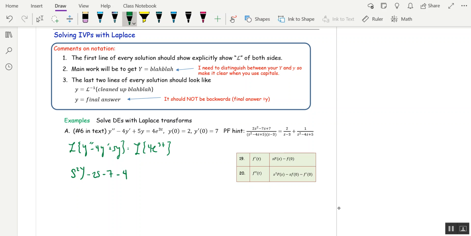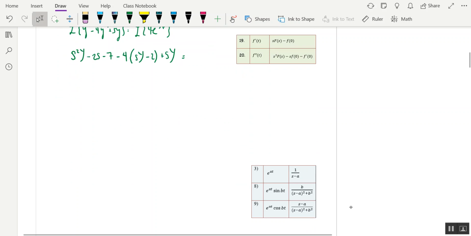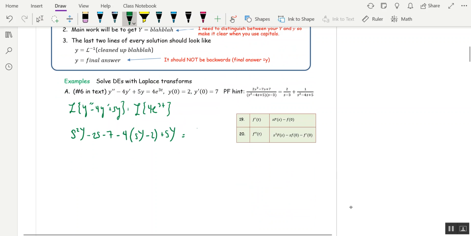minus 4, use parentheses so you don't forget to distribute. L of y prime is s big Y minus y of 0, which would be minus 2. And then L of 5 little y is 5 big Y. L of 4e to the 3t, using formula 3 from your table, it's going to be 4, which is a constant that carries along, over s minus 3. Okay. Next step.